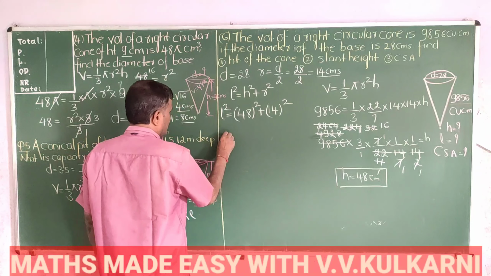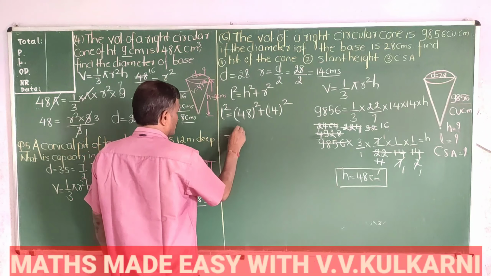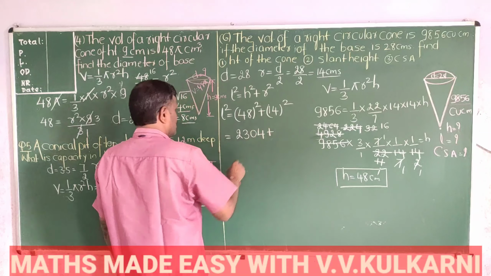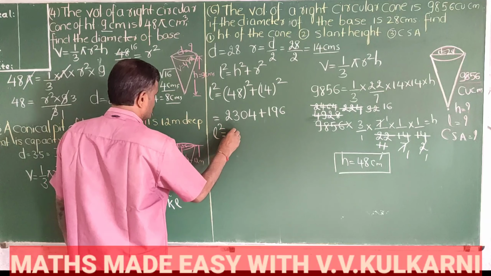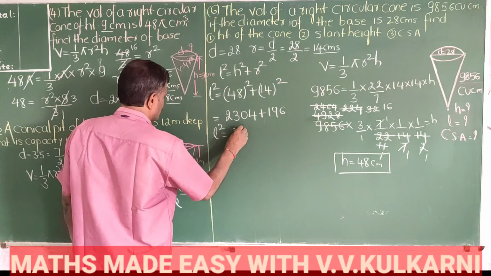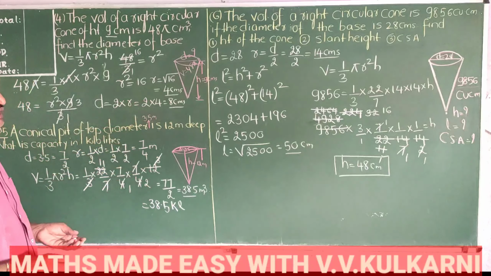The square of 48 is 2304, and 14 square is 196. So L square is equal to 2500, if you add these two. So L is equal to the square root of 2500, and that is equal to 50 centimeters. This is the slant height.